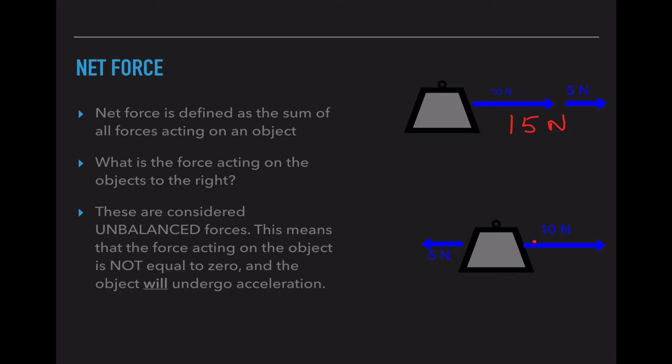In the bottom picture, we have 10 newtons going to the right, but 5 newtons going to the left. So that means that these forces do not act together, they actually act against each other. And our total net force is 5 newtons to the right. These two examples are considered unbalanced forces. This means that the net force acting on the object is any number that is not 0. If the net force is any number other than 0, that means the object will accelerate.